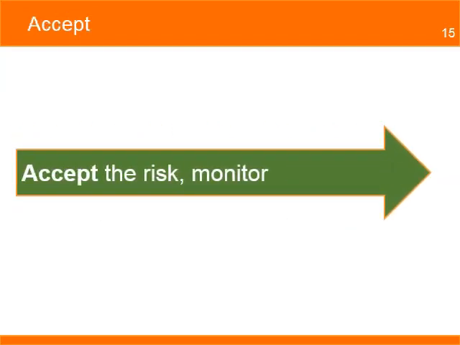Accept is the response strategy when the probability and impact levels of the risk are low. In this case, the project manager decides that due to the low risk values, it's better to do nothing other than monitoring the risk. The costs of trying to avoid or mitigate are higher than the cost of the impact on the project. No proactive action is needed.